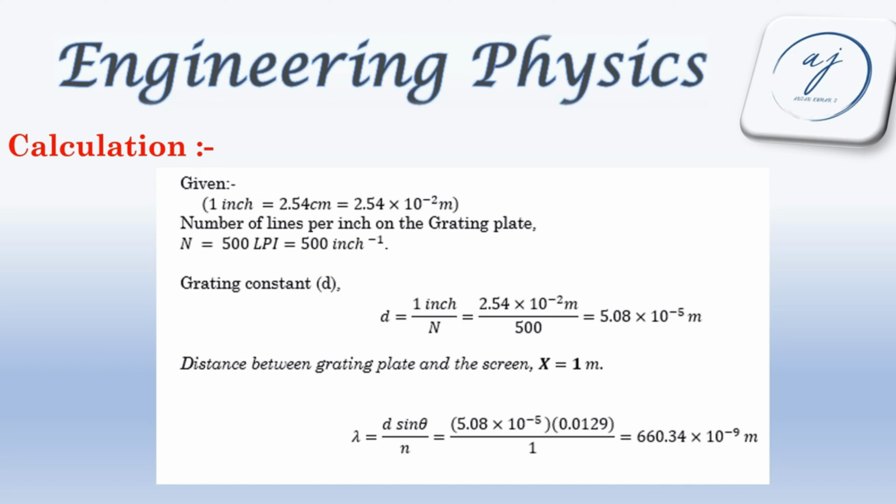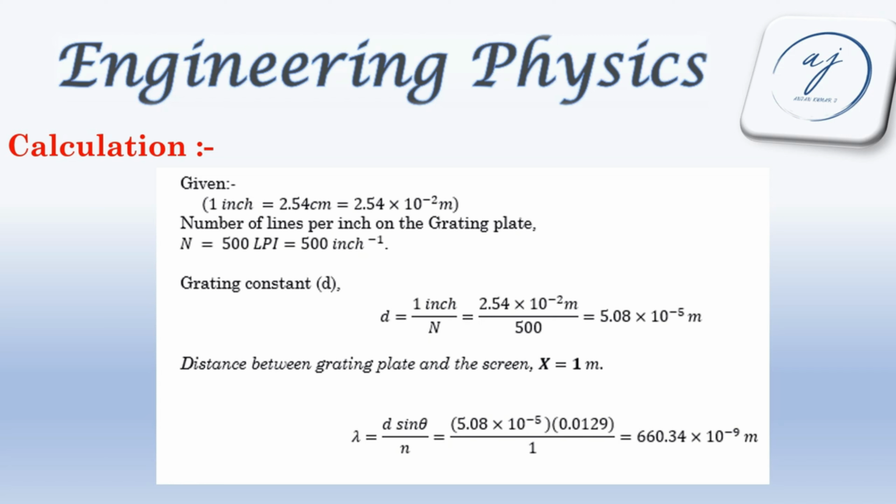The grating constant is given by 1 divided by capital N, where 1 is in inch, and N is the number of lines drawn per inch on a grating plate. By substituting the values for inch and N, we are able to calculate the diffraction grating constant, or simply grating constant, that is equal to 5.08 into 10 power minus 5 meter.